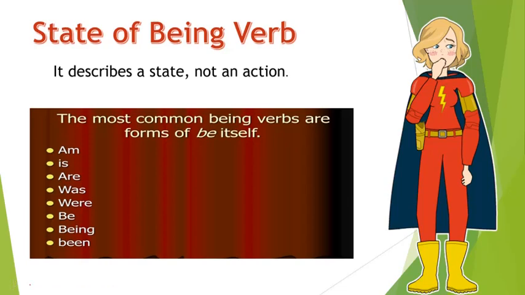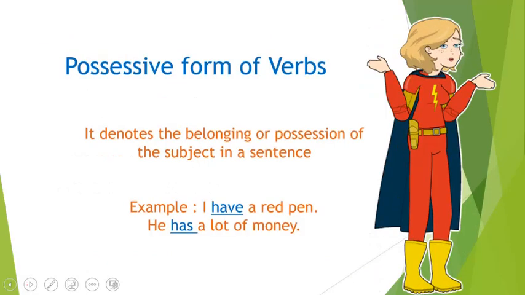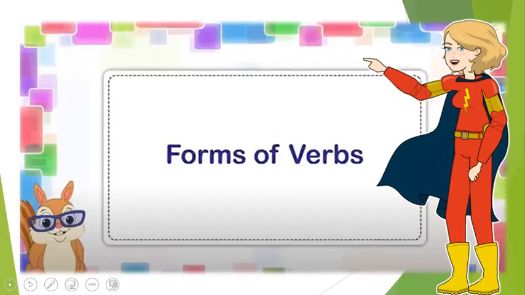State of being verb, how this verb denotes the state of something being, that also we discussed. Next we did possessive kind of verbs. Now in today's class, now that we know that the verb is an action word, it denotes action, it denotes state of something and ownership, possessiveness. Now we will see what all are the forms of verb. This is today's topic, forms of verb.